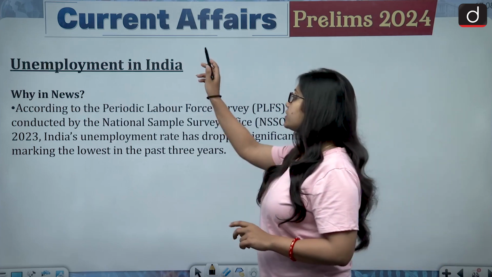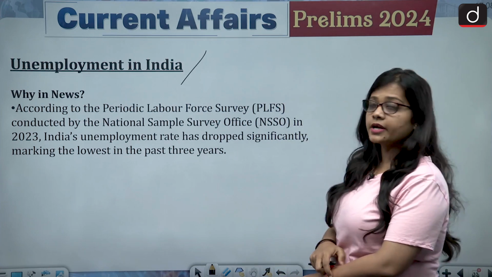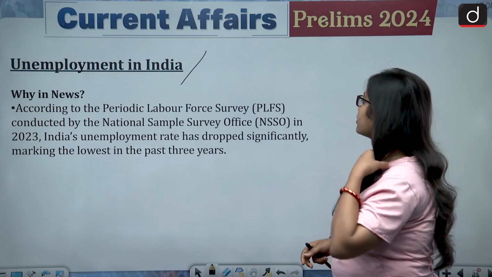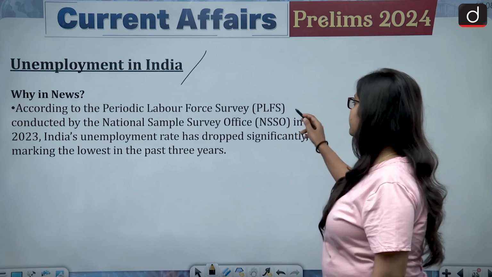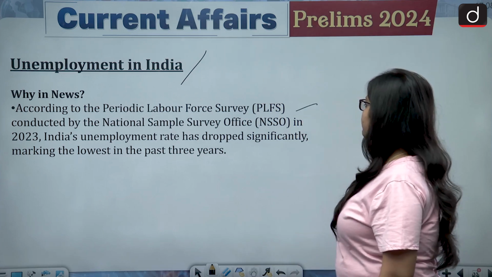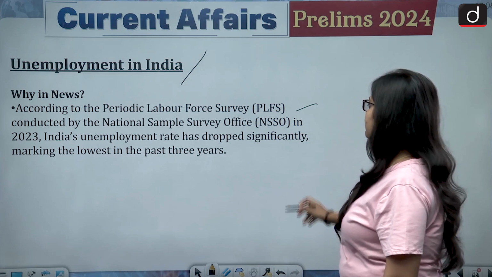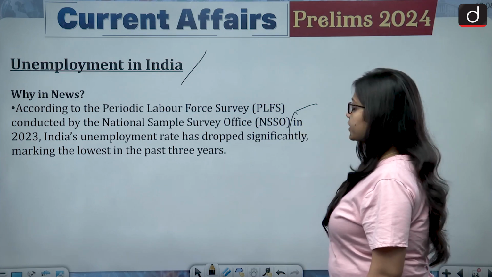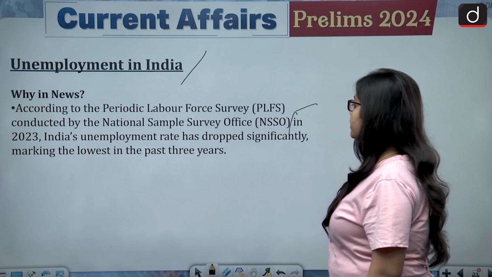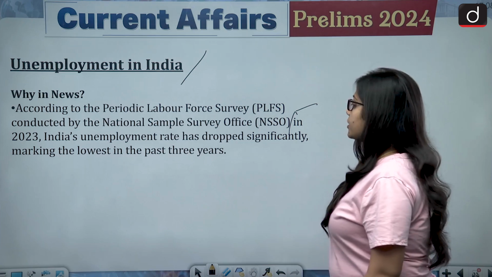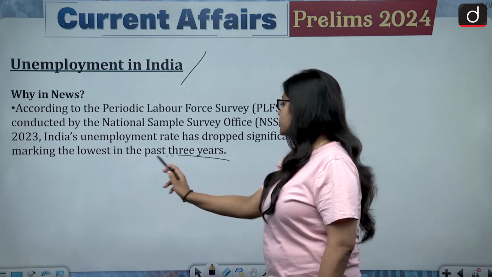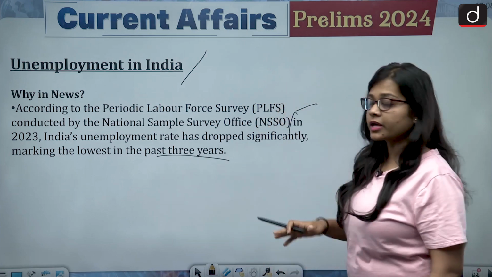Then next topic, that is unemployment in India. So according to the Periodic Labour Force Survey, that is PLFS, conducted by the NSSO, that is National Sample Survey Office, in 2023, India's unemployment rate has dropped significantly, marking the lowest in the past 3 years. So the unemployment rate has lowered.